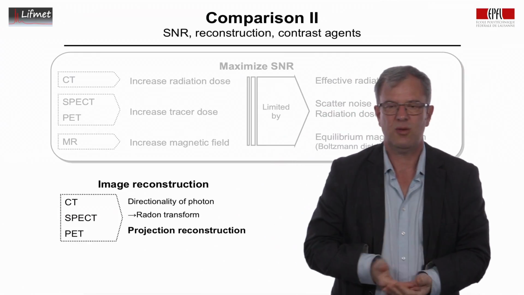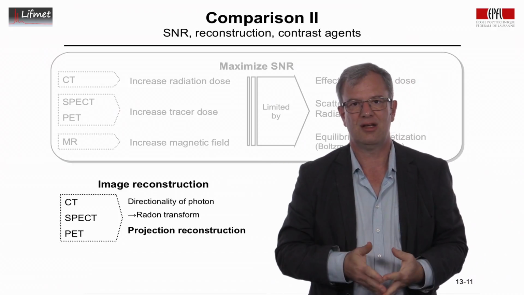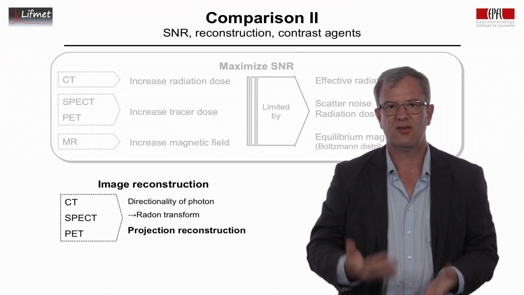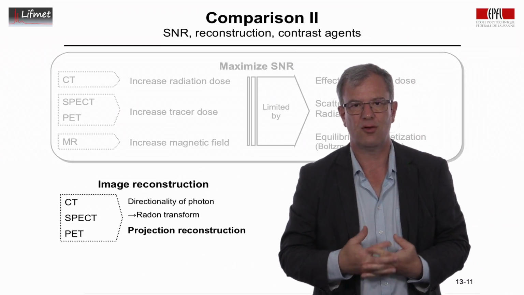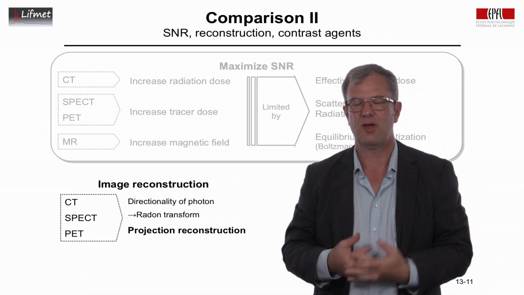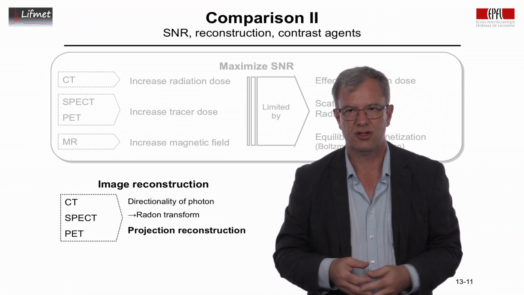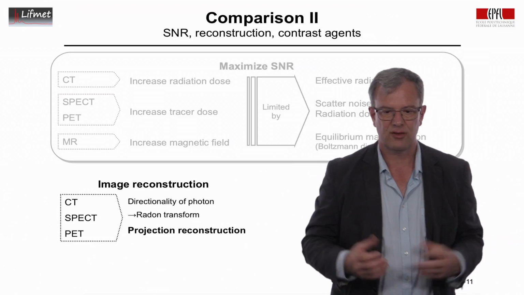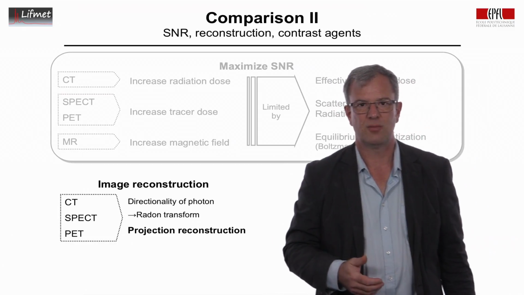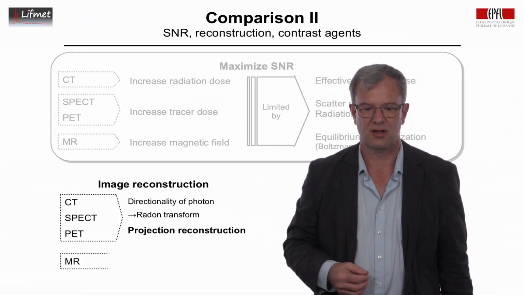And we have seen, once we have the directionality of the detection process of the photons, we can write the signal that is being measured in the form of a Radon transform. And once we have a Radon transform, we can use projection reconstruction to reconstruct the image. So for these techniques, projection reconstruction is a major method of image reconstruction.